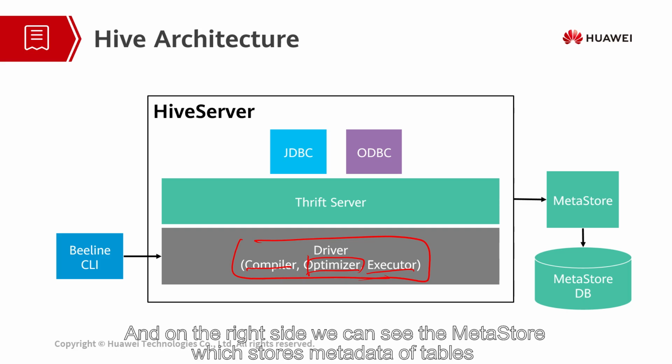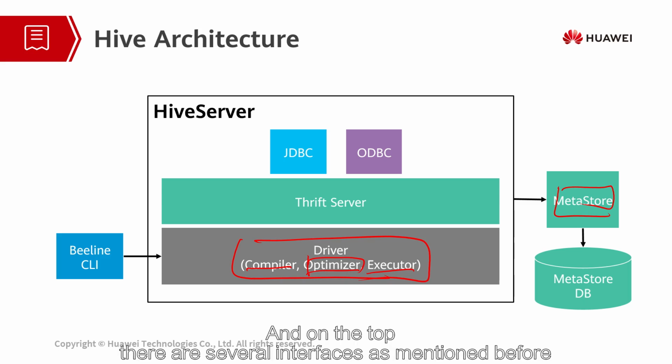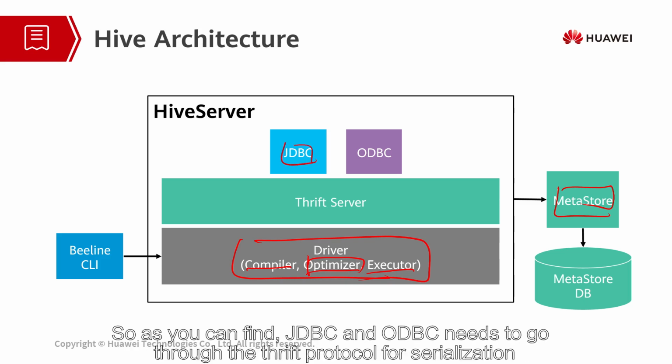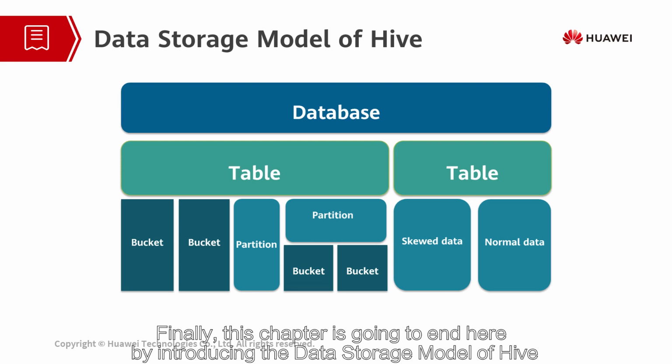And on the right-hand side, you can see the metastore, which stores metadata of tables like table name, table size, and so on. And on the top, there are several interfaces as mentioned before. As you can see, JDBC and ODBC need to go through the Thrift protocol for serialization. But if you want to use the command line interface, just use Beeline and it leads you directly to the driver. Finally, this chapter is going to end by introducing the data storage model of Hive.